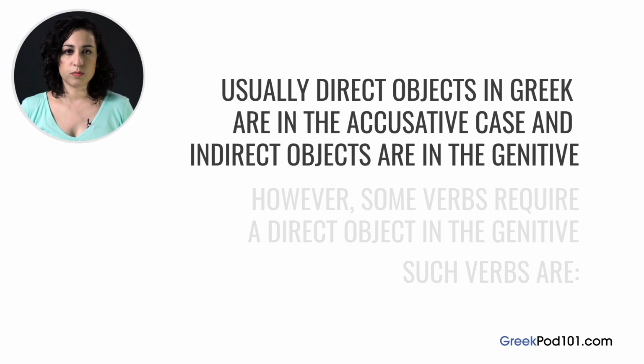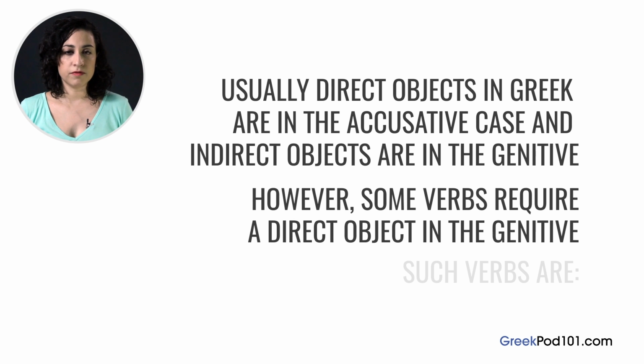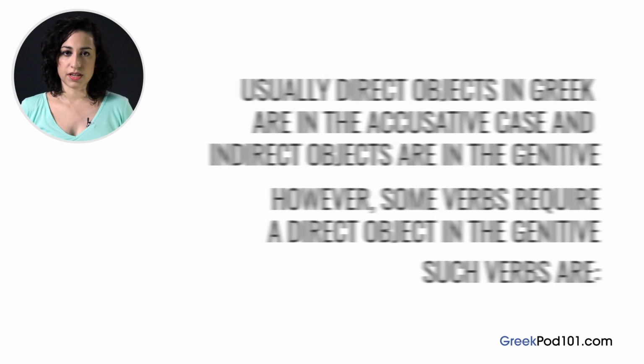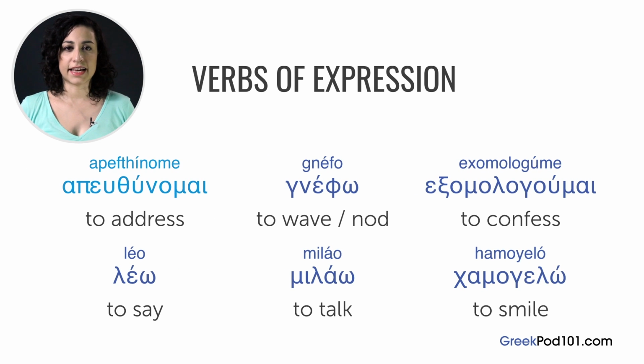First, let's see the genitive case as a direct and indirect object. Usually, direct objects in Greek are in the accusative case, and indirect objects are in the genitive. However, some verbs require a direct object in the genitive. Such verbs are verbs of expression like απευθύνομαι, to address, γνέφω, to wave, nod, εξομολογούμε, to confess, λέω, to say, μιλάω, to talk, and χαμογελώ, to smile.